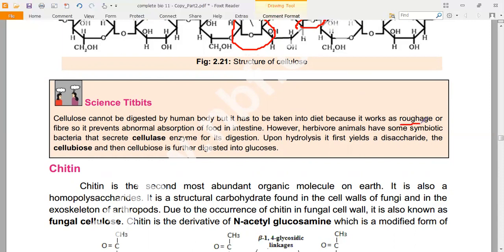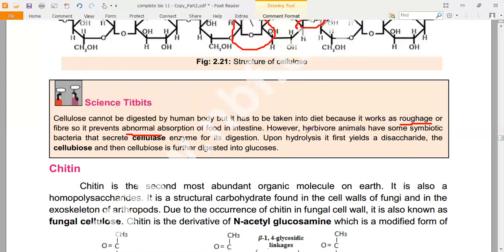because it gives roughage, it makes our stomach full, and it prevents abnormal absorption of food, so people do not have constipation or diarrhea due to accumulation of vegetables and fruits, because the skins of fruits and vegetables have cellulose in them.